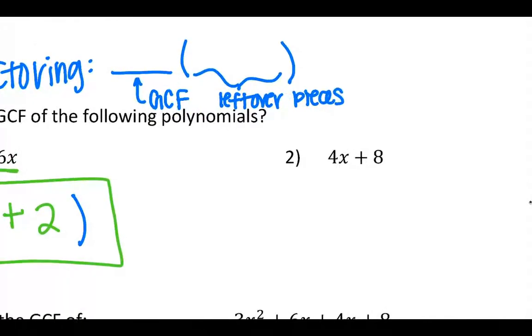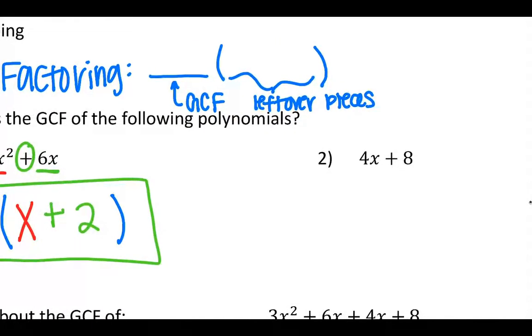Same thing with number 2. What's the biggest thing I can take out of 4 and 8? Well, that would be 4. Then if I'm looking at the variables, I've got a variable of an x, and I have no variable. So x to the first power or x to the 0 power? The 0 power would be the smallest, so I don't put the x. So 4 is the GCF.